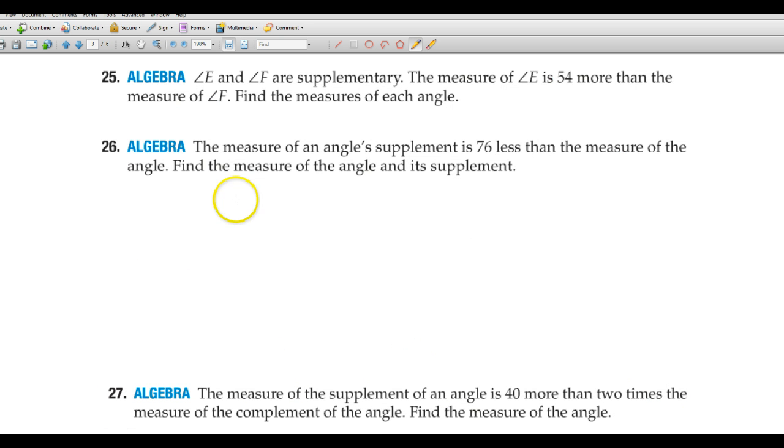For number 25, angle E and F are supplementary. The measure of angle E is 54 more than the measure of angle F. Find the measure of each angle. So if we call the measure of angle F x, then the measure of angle E is x plus 54 because it's 54 more than the measure of angle F. So if they are supplementary angles, they must add up to 180 degrees.